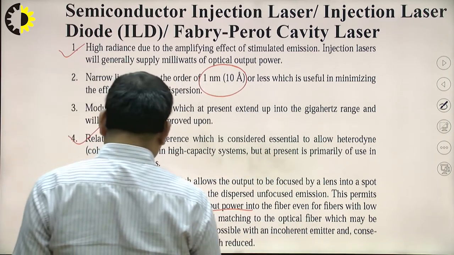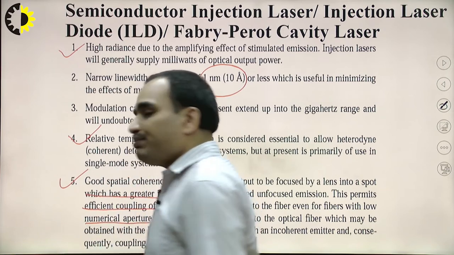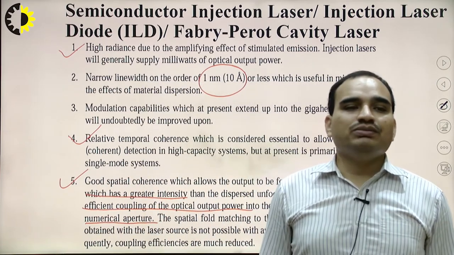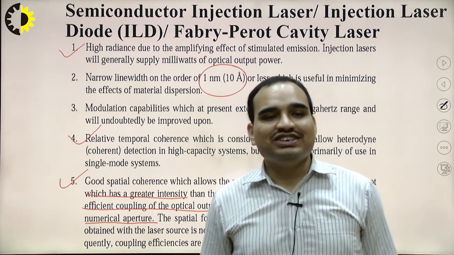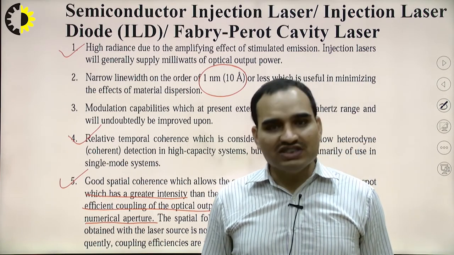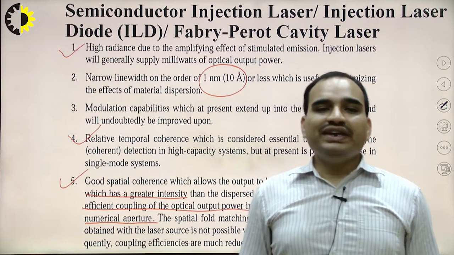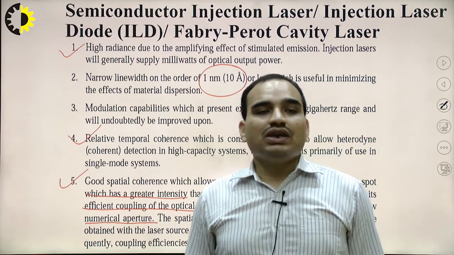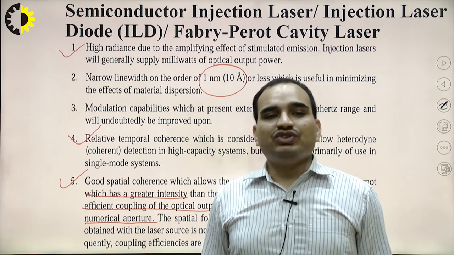Even for fiber with low numerical aperture, spatial field matching to the optical fiber may be obtained with the laser source. This is not possible with an incoherent emitter, and consequently the coupling efficiency is much reduced.